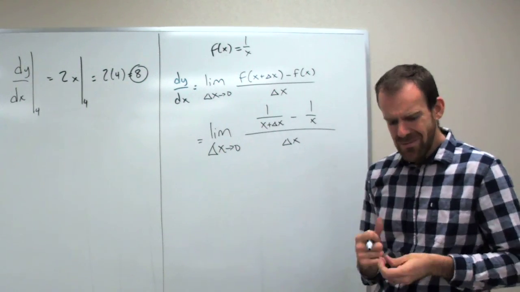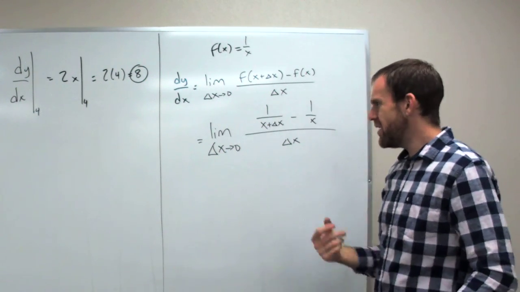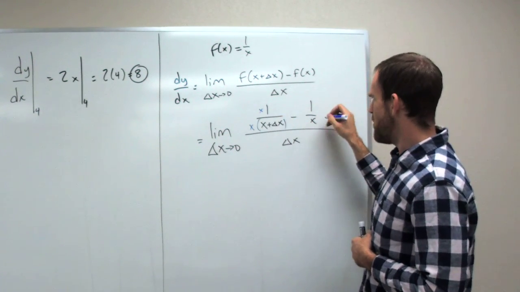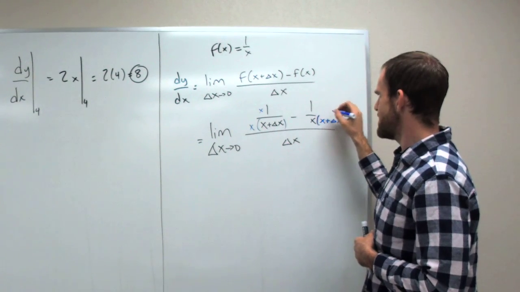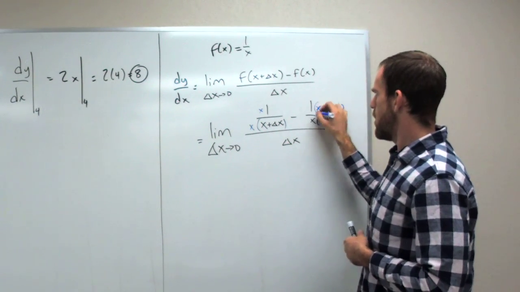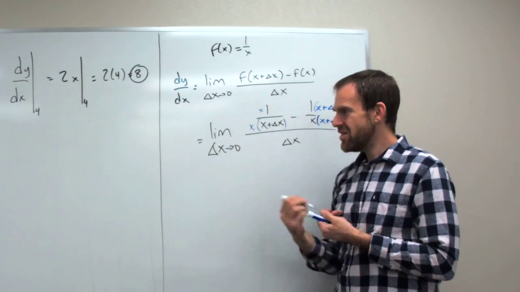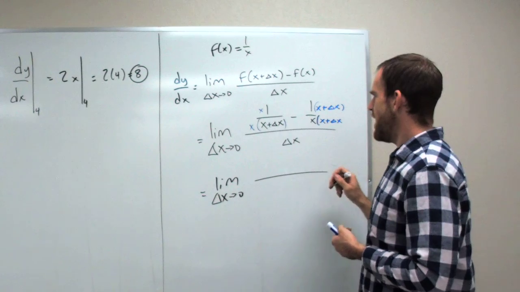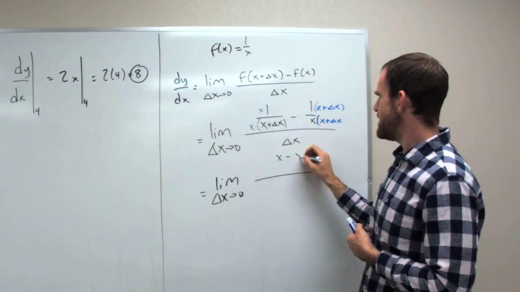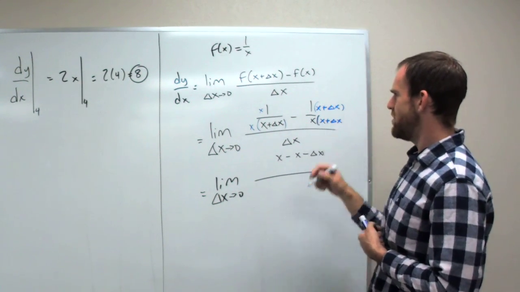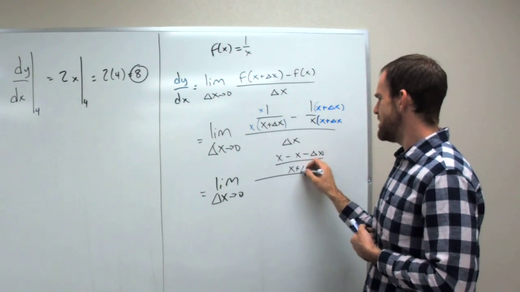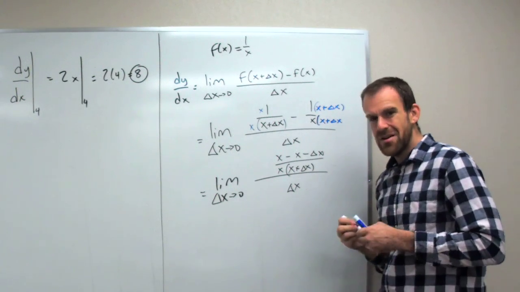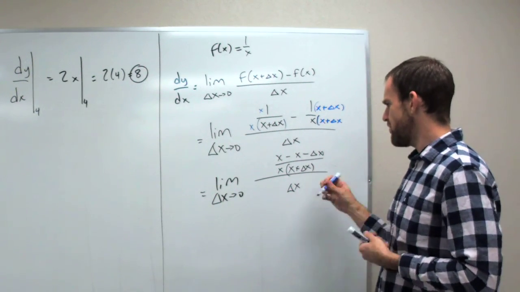Now, what do I do here? Well, I know how to add fractions, and that's about all I know how to do here. So I need a common denominator, so I'll multiply this one by x on the top and bottom. This one's missing the x plus delta x. And after I've made those a common denominator, I have x minus x plus delta x, make sure you distribute that minus sign, over x plus delta x times x, over delta x. To get rid of this one, I'm going to divide the top and bottom by delta x.